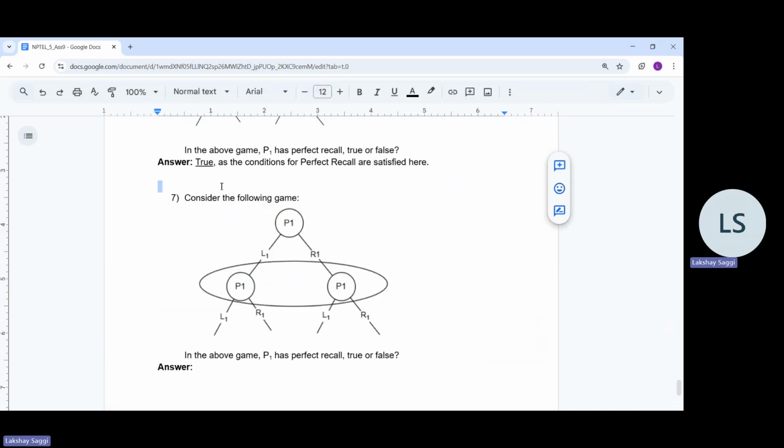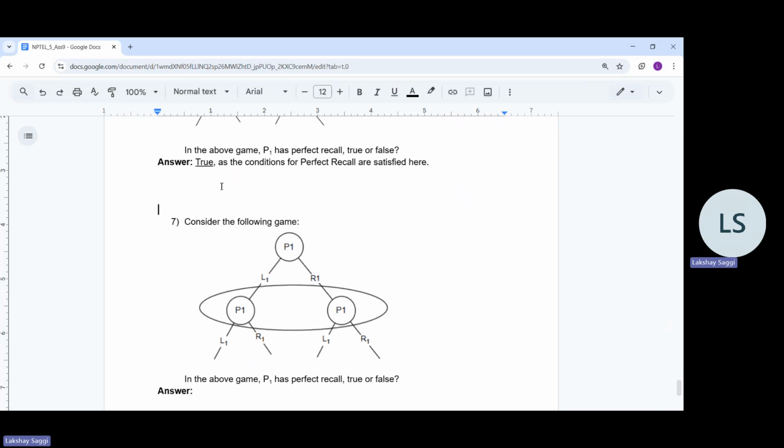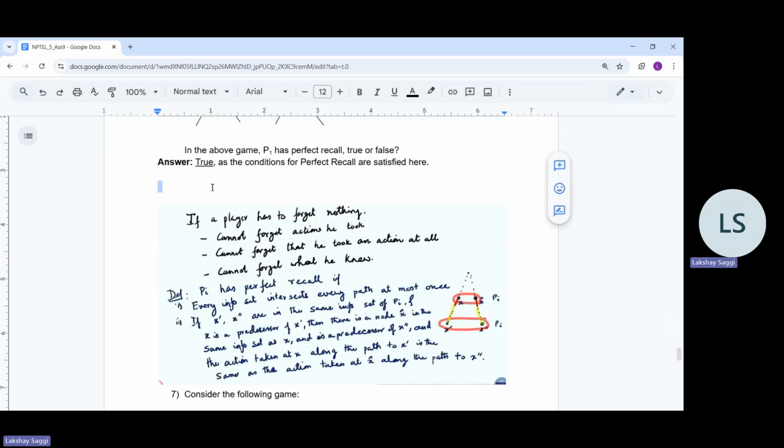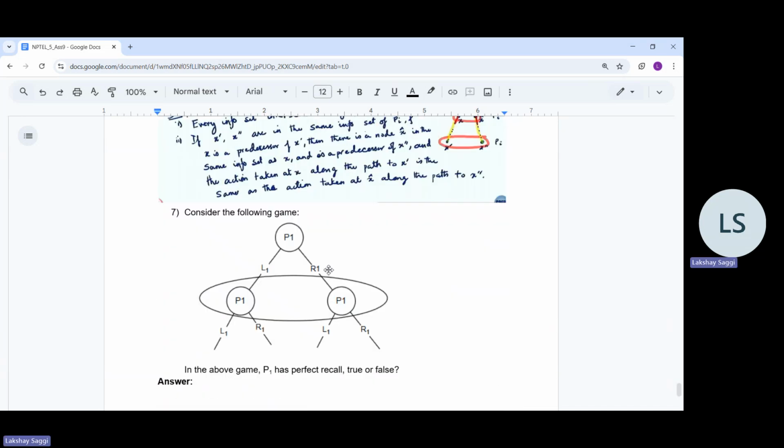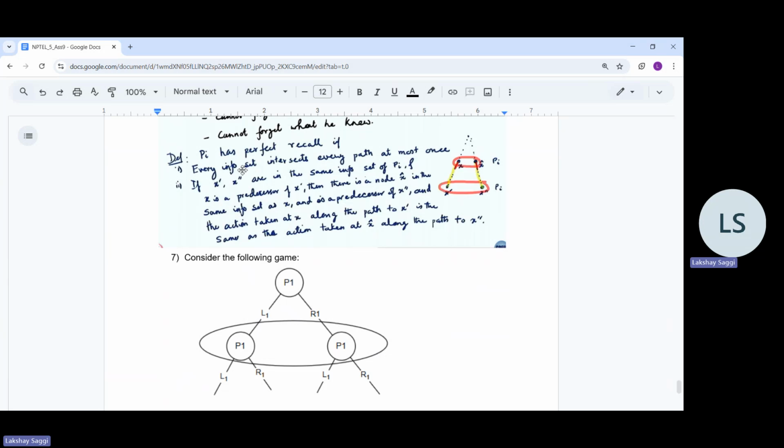This is not a perfect information game, so we have to check the conditions ourselves, right? So the first condition for perfect recall is every information set intersects every path at most once. Does this condition hold true here? Note that these are just the payoff nodes, so we have to just consider these three nodes. This information set intersects every path at most once, right? Similarly this. So this first condition is satisfied for perfect recall.